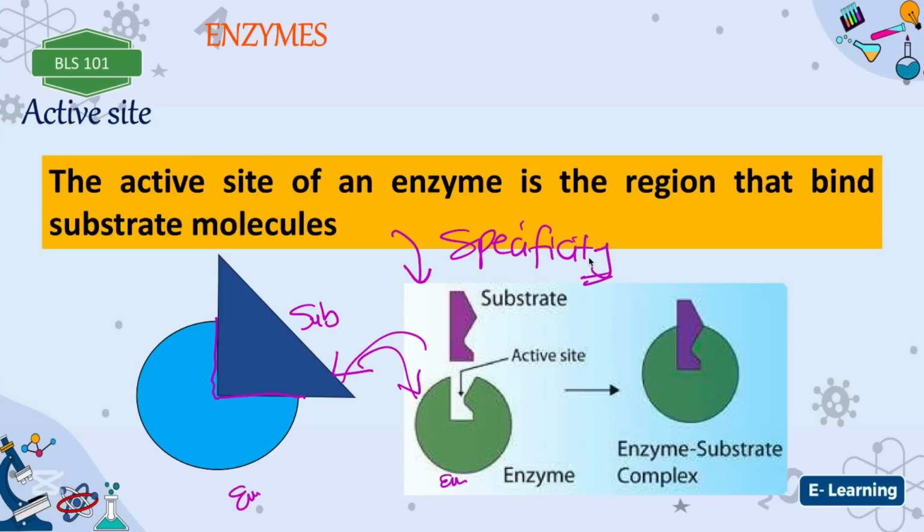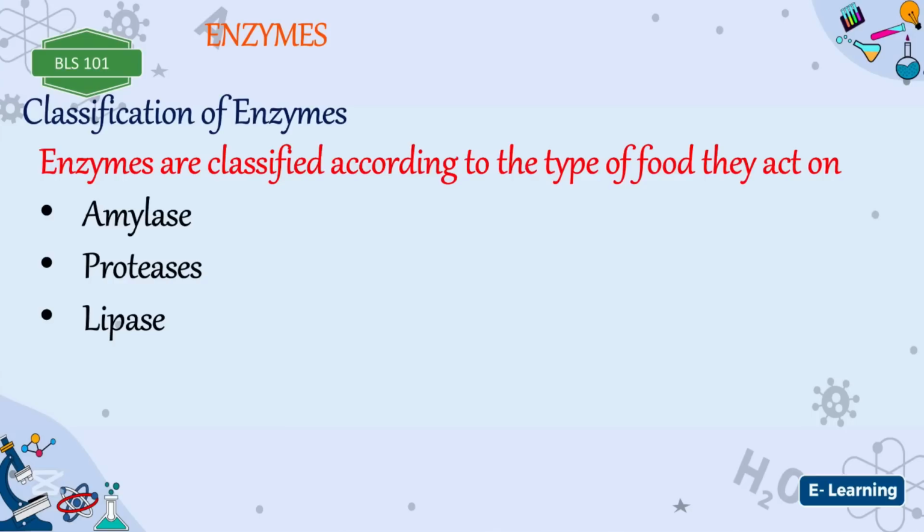Is that okay? That's what they call the specificity of an enzyme. Now, enzymes are classified according to the type of food they act on. We have amylases, proteases, and lipases. Amylase acts on amylose, breaking it down into glucose molecules. Proteases act on protein, breaking it down into amino acids. Lipases act on lipids, breaking them down into glycerol and fatty acids. All right. These are the classifications of enzymes based on the kind of food they act on.